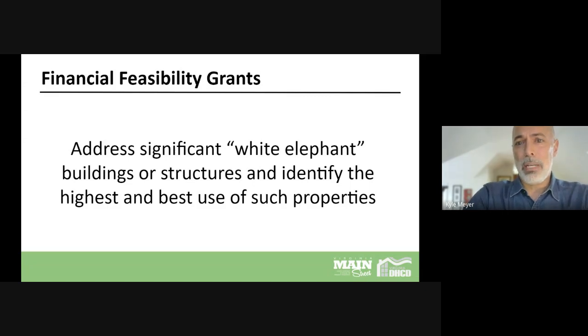So it allows Main Street communities to work with owners of significant white elephant buildings or structures with non-productive upper floor space. These buildings could be functionally vacant or deteriorated properties whose poor condition creates a notion of physical and economic blight in the surrounding area, which is often a deterrent for development.